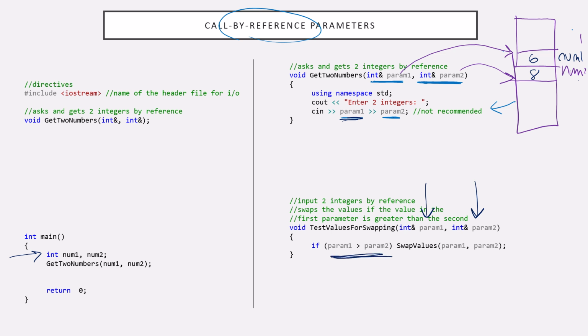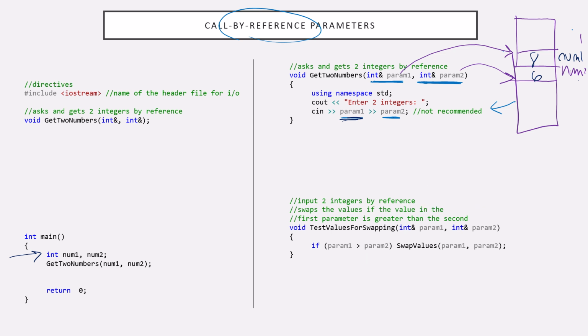And if the first one is greater than the second one, it's going to swap them. If it's not, it's not going to swap them. So let's make the first one greater. So here we have num1 is 8 and num2 is 6. I just changed them so that we're going to check here.